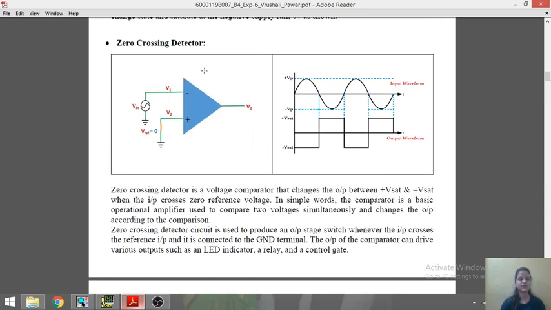Here is the zero crossing detector diagram and the input output waves. The zero crossing detector is a voltage comparator that changes the output between positive Vsat and negative Vsat when the input crosses zero reference voltage. In simple words, a comparator is a basic operational amplifier used to compare two voltages simultaneously and change the output according to the comparison. The zero crossing detector circuit produces the output stage change whenever the input crosses the reference input connected to the ground terminal. The output of the comparator can drive various stages, such as an LED indicator, a relay or a gate control.